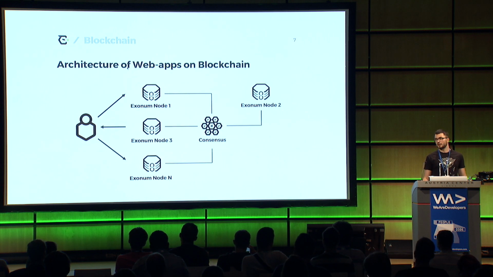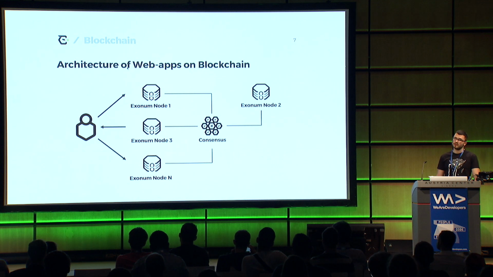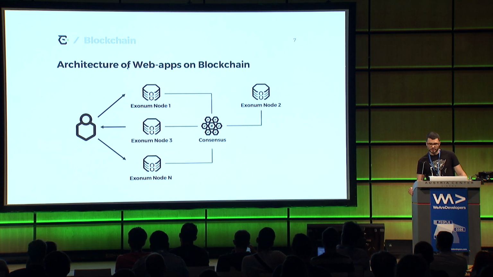So the basic architecture of a web application that uses blockchain looks like that. We have nodes. They interact with each other through a consensus algorithm. And you as a client or some client code, whatever, you interact with nodes and get some information, put some information on the blockchain, etc.